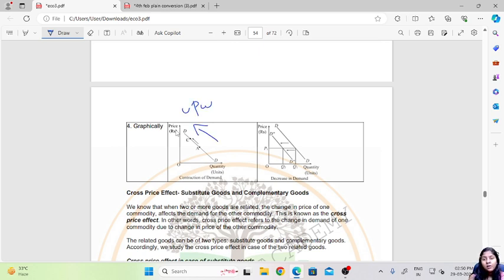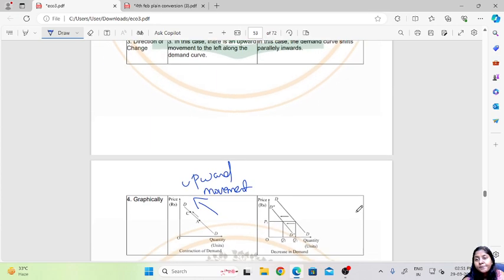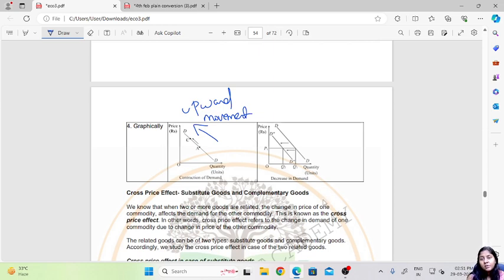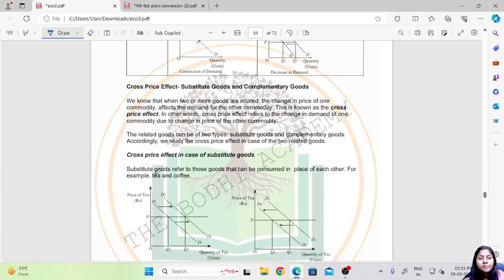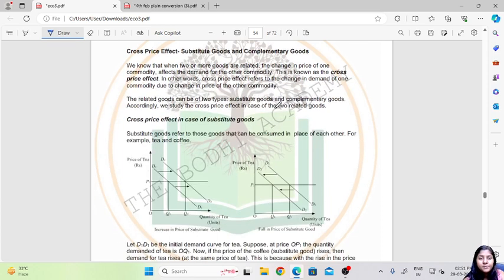Okay, upward movement. And if there is a decrease in demand, there is a new demand curve, but it is inside. It shifts inwards. The new demand curve shifts inward.